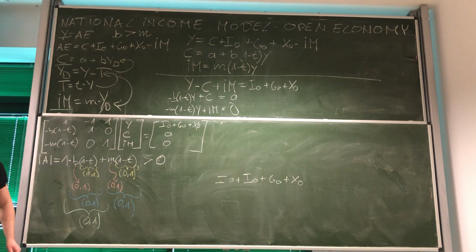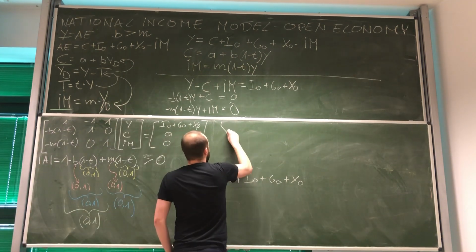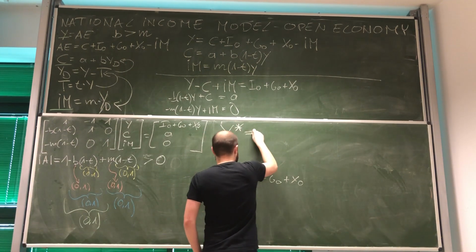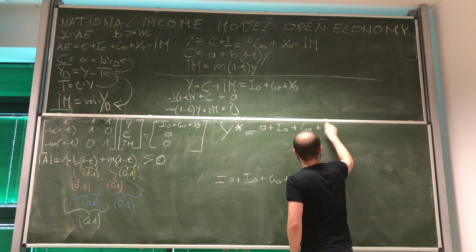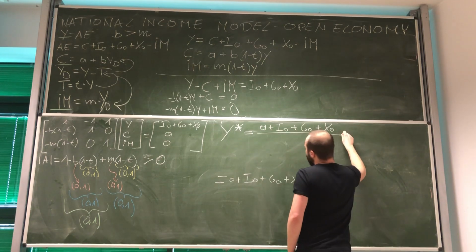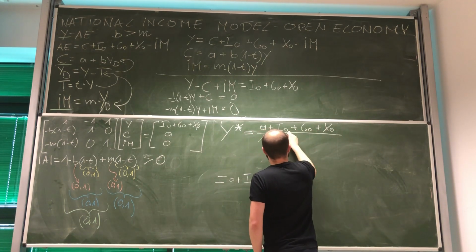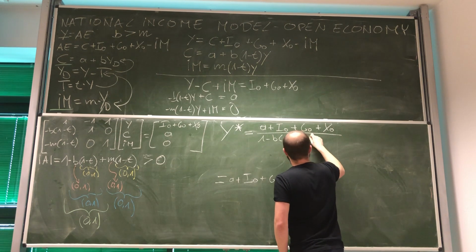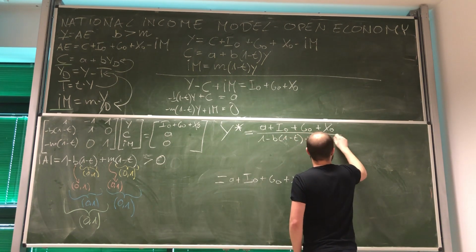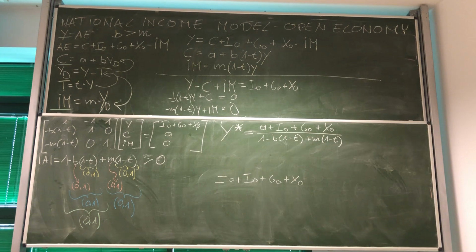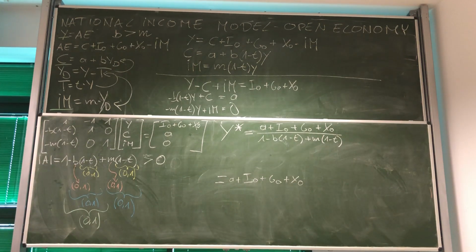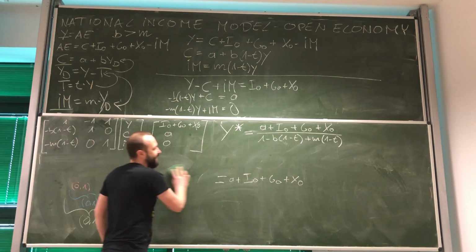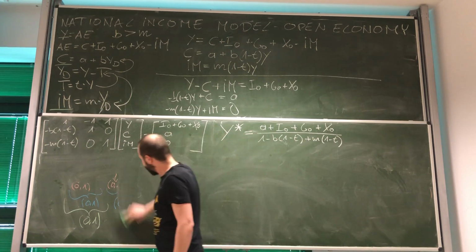Okay, so now we've got an expression for the equilibrium level of income, and it is A plus I0 plus G0 plus X0 all divided by 1 minus B times 1 minus T plus M1 minus T. Okay, so knowing all this, we can move to comparative static derivatives.